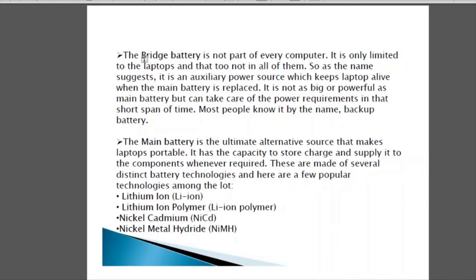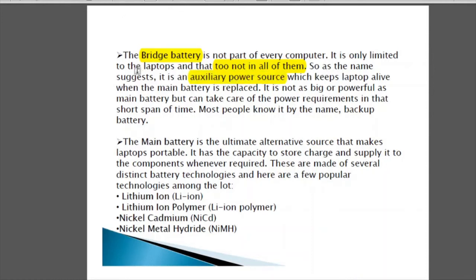Next type of battery is the bridge battery. Now the bridge battery is not a part of every computer. Every computer does not have it. It is only limited to laptops, and that too not in all of them. So as the name suggests, it is auxiliary. Auxiliary power means not compulsory. It may or may not be there. इसके बिना भी काम चल जाएगा.